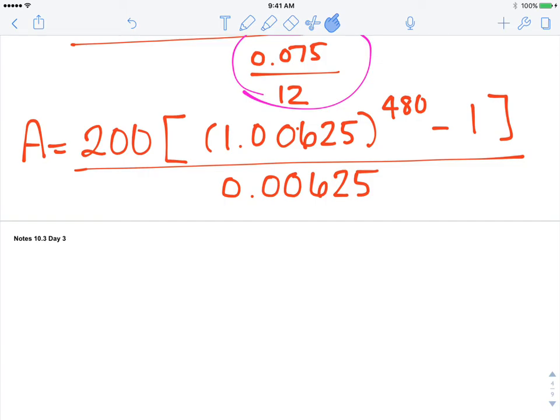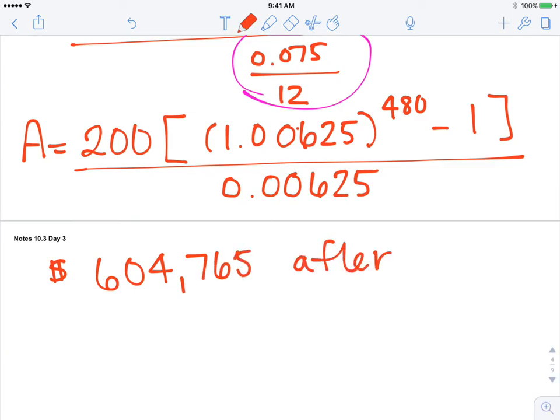So in the end, the amount that you would have in that IRA would be about $604,765 after 40 years.